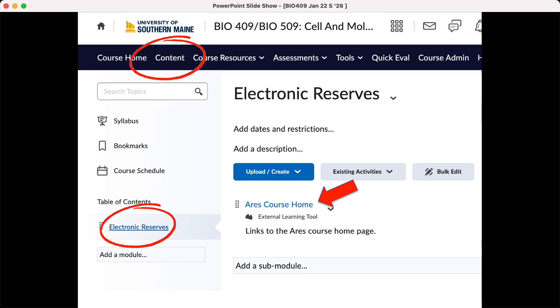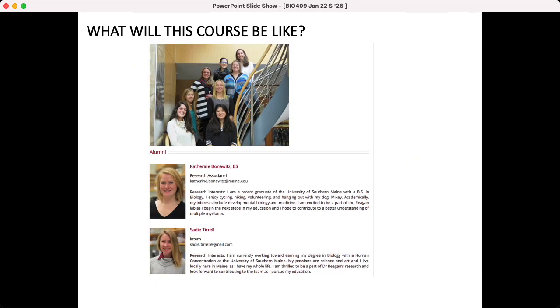So there's that electronic reserve pathway. Go to content, which is where you find the syllabus. Also, electronic reserves, then click Aries, and you see our 2 chapters from the book. And that's all I'll ever be able to post there like that.